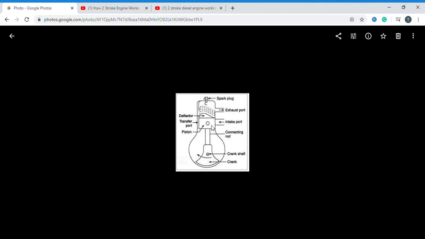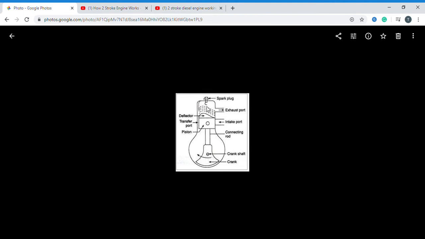When the piston moves from the BDC to TDC, we already have the air and fuel mixture here, and that air and fuel mixture compression takes place. So the suction process and the compression process both take place as the piston moves from the BDC to TDC. That is the first stroke.